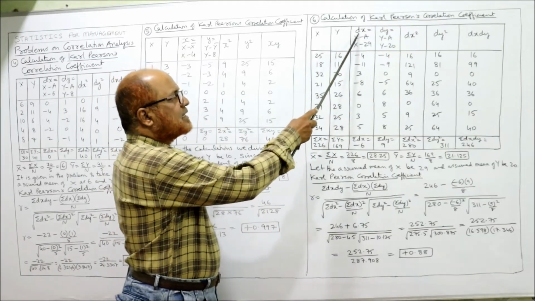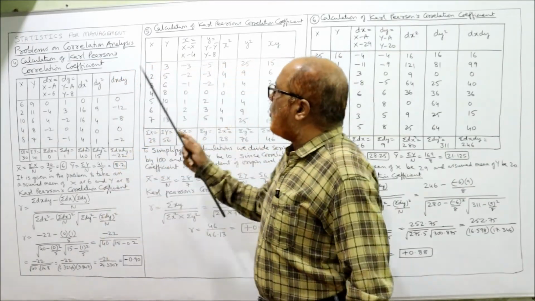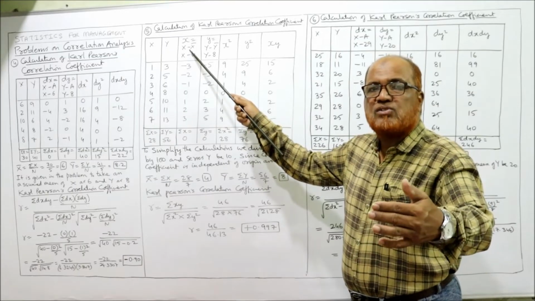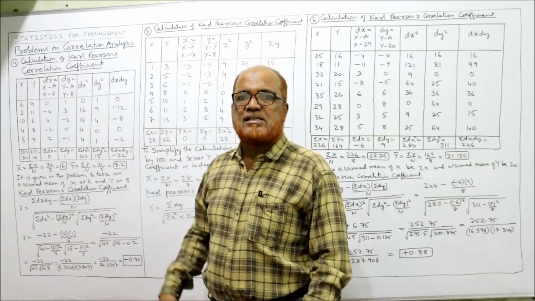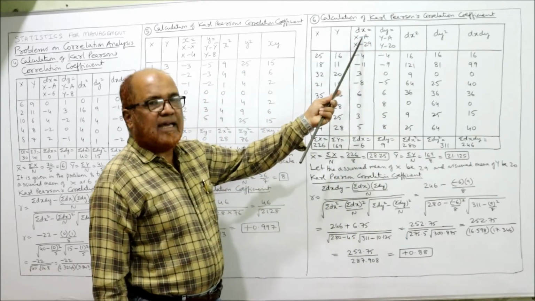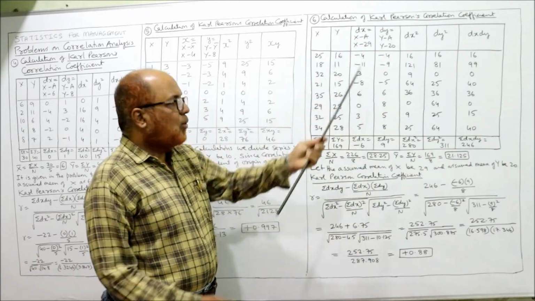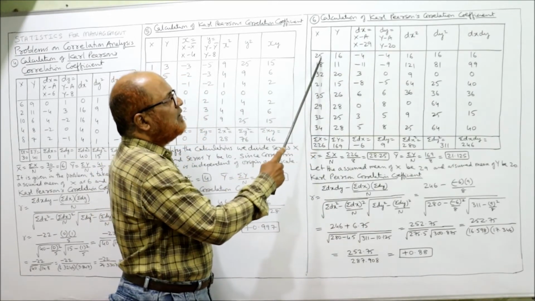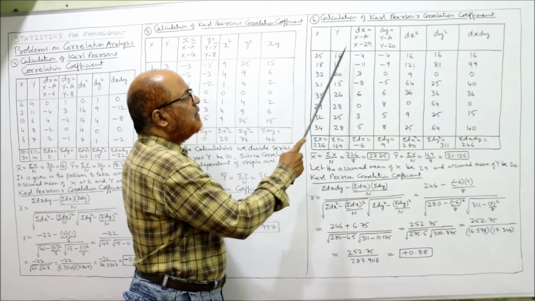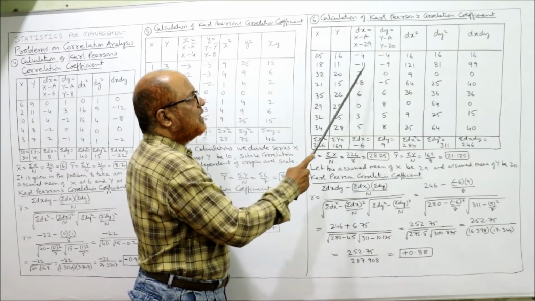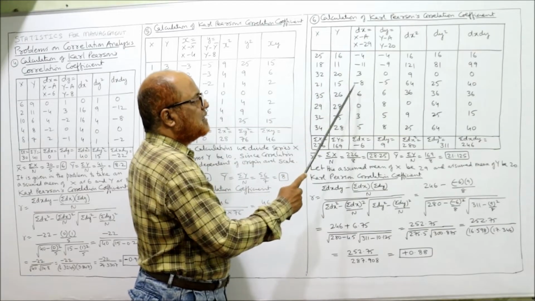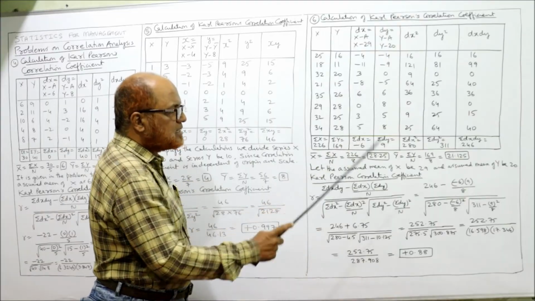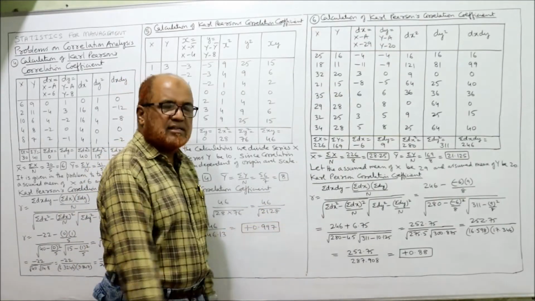Now, dx. We would open the x column if deviations are taken from the actual mean. If we take the deviations from the assumed mean, we will take dx. So dx is equal to x minus A. A stands for assumed mean. What is the assumed mean of x here? 29. So x minus 29. 25 minus 29 is minus 4. 18 minus 29 is minus 11. 32 minus 29 is 3. 21 minus 29 is minus 8. 35 minus 29 is 6. Like that I have taken deviations. Total is minus 6. Summation dx is minus 6.